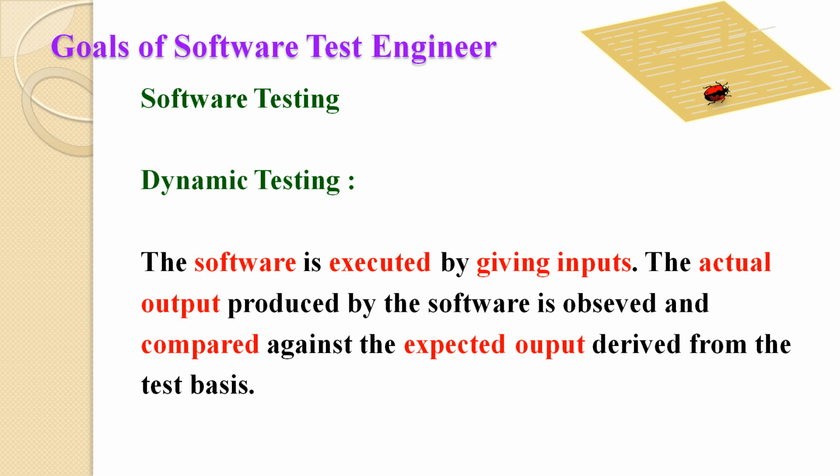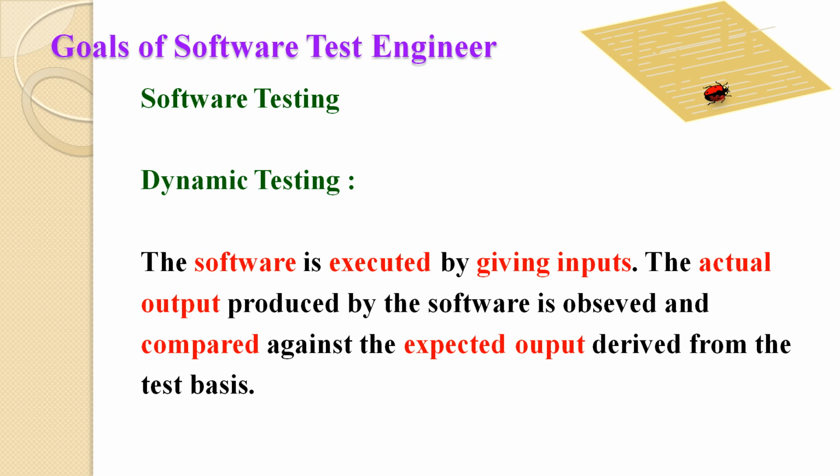During dynamic testing, the project application will be executed. So how will this code or the project be executed? By giving the inputs and by observing the output. So the software is executed by giving the inputs. After giving the inputs, they will perform an operation and they will get the output. That output is called the actual output. This actual output is compared with the expected output.